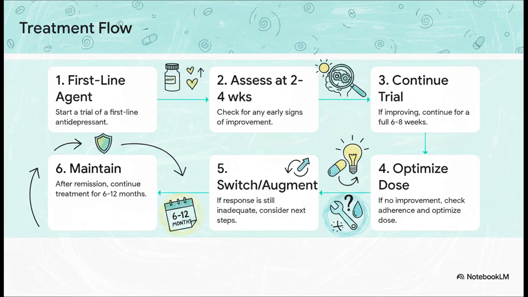Then, and this is so important, you check for any early signs of improvement at the 2 to 4 week mark. If things are moving in the right direction, great, you continue. If not, your first move isn't to just switch drugs. Nope. First, you double-check if they're actually taking it, and then you see if you can optimize the dose. If that doesn't work, then you think about switching or adding something else. And once someone gets to remission, you don't stop. Maintenance for at least 6 to 12 months is key to preventing a relapse.